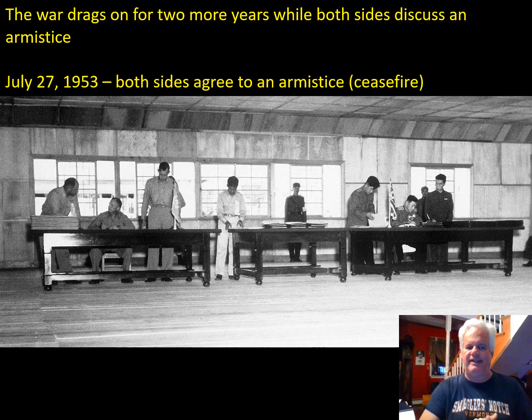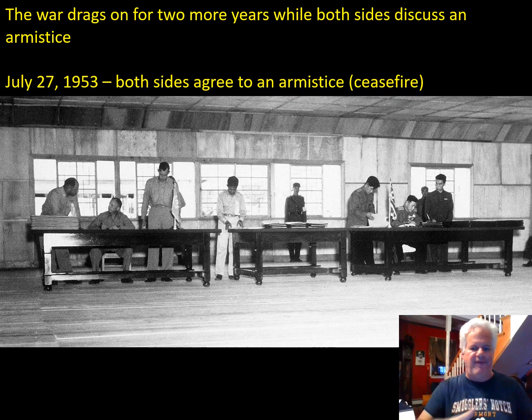Now, July 27th, 1953, after 2 years of negotiations, both sides agreed to an armistice. Now, this is a ceasefire, all right? Like we saw on November 11th, the 11th hour, the 11th day, 11th month in 1918, World War I, there was a ceasefire. And then it was followed up by a treaty, the Treaty of Versailles, that officially ended the war.